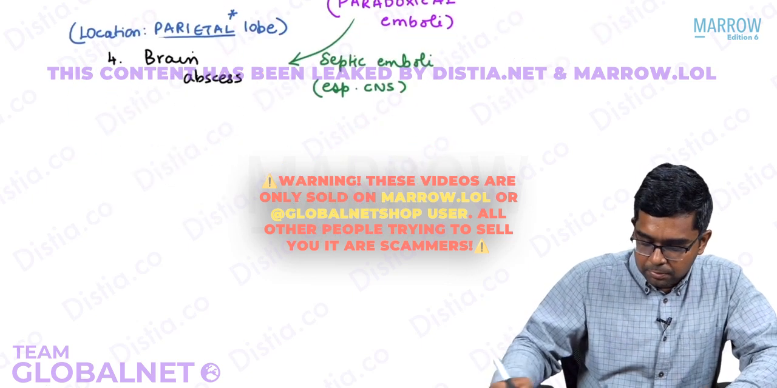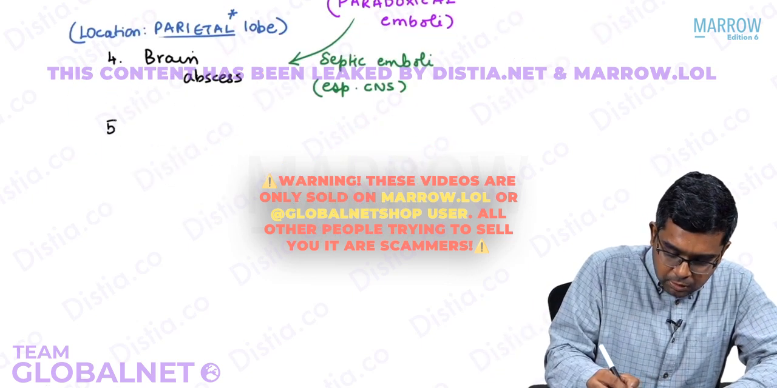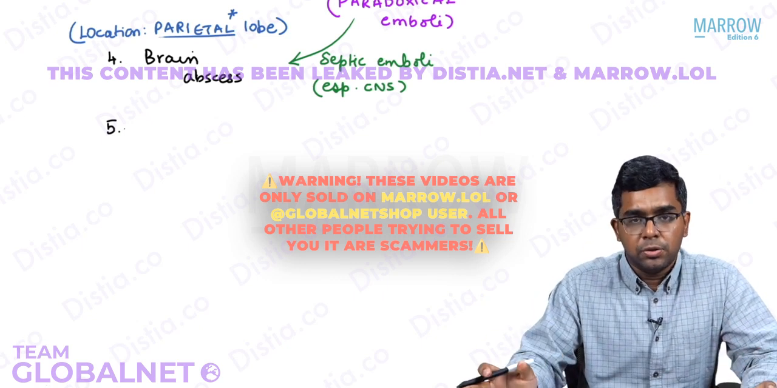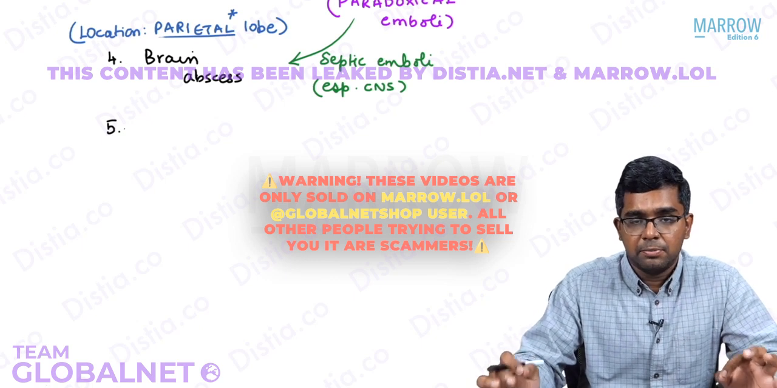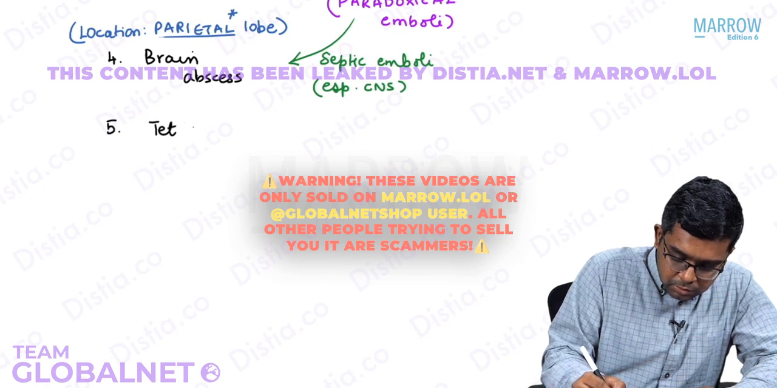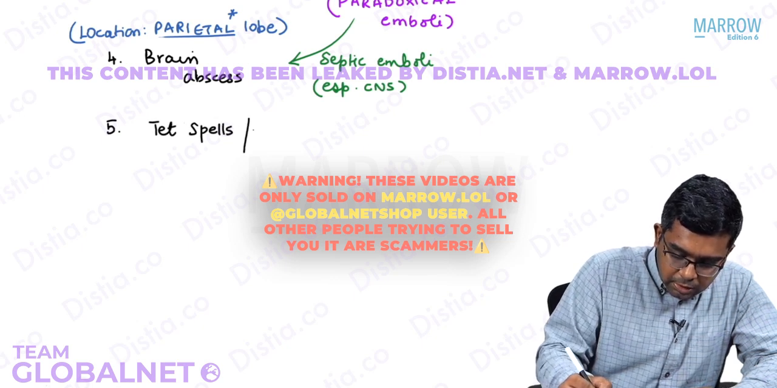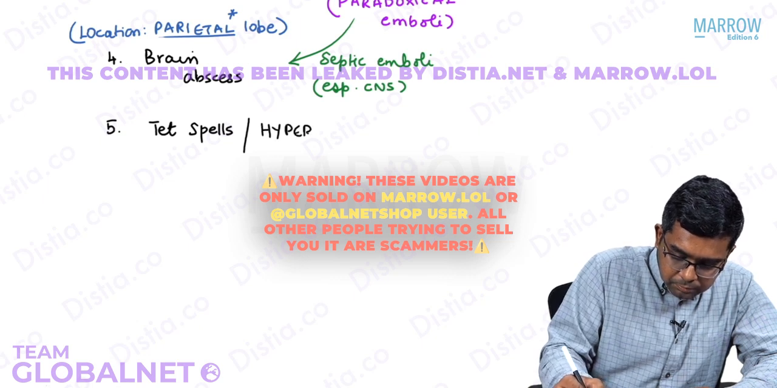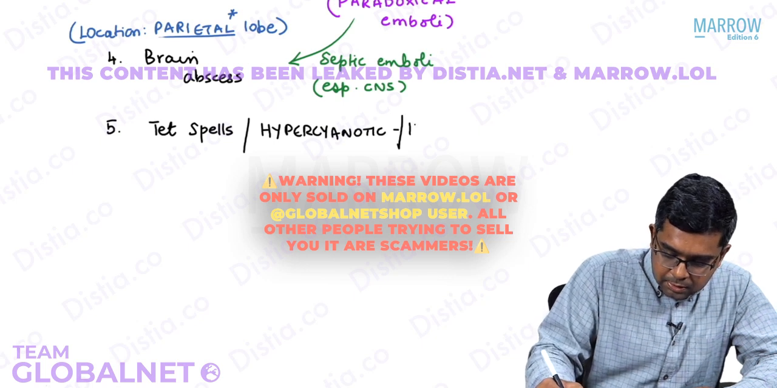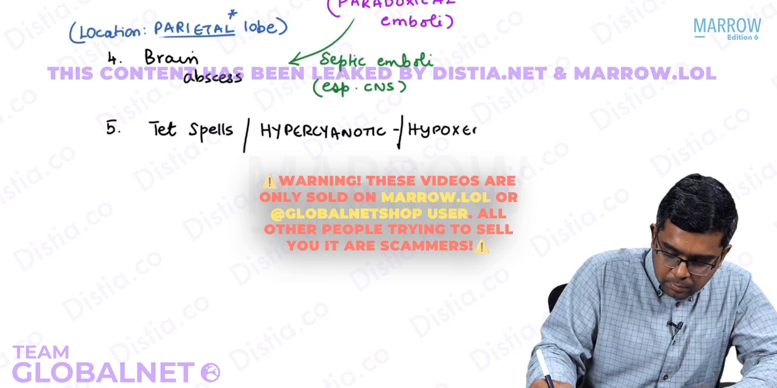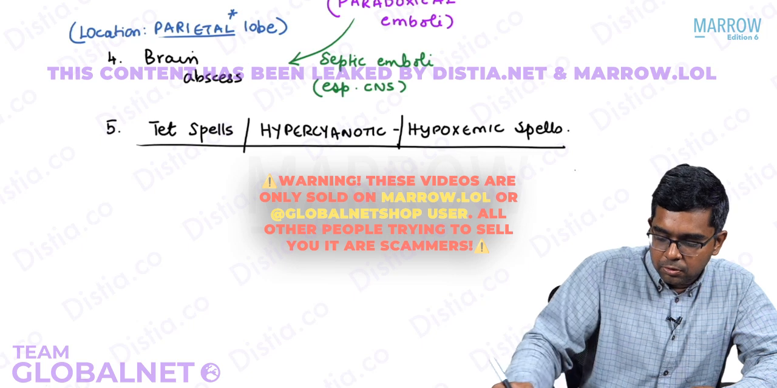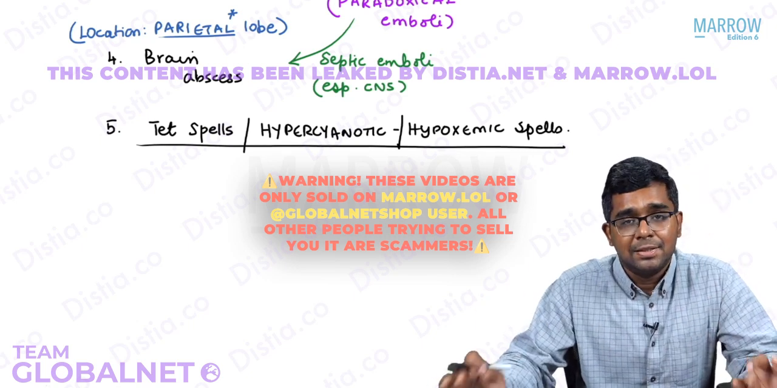The fifth important complication is a common exam question, whether it's an institute exam or a screening exam or your university exam. Definitely questions are expected from this. What is that? It is something called the TET spells, also called the hypercyanotic spells, or also called the hypoxemic spells. It is a very important complication occurring in a child with tetralogy of Fallot. Let us discuss that in detail.